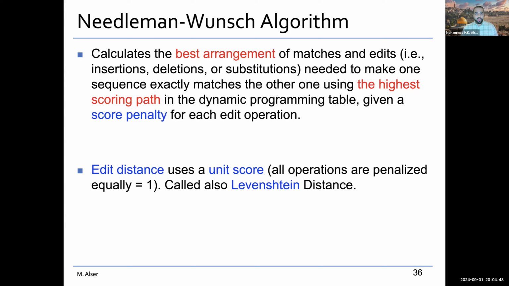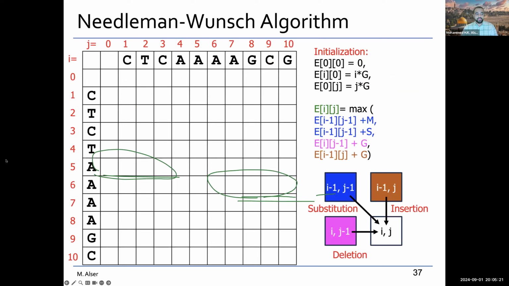Remember, now we have a scoring scheme for the dynamic programming table. So each edit operation will have its own cost or penalty, okay? In edit distance, we don't have those. So edit distance uses a unit score. In edit distance, each edit operation has a cost of one or penalty of one, okay? So all operations are penalized equally with one. We also call the edit distance Levenshtein distance. Levenshtein is the surname of the author that proposed this edit distance operation. Okay, so we call it Levenshtein distance. Let's see how we have different costs in sequence alignment.